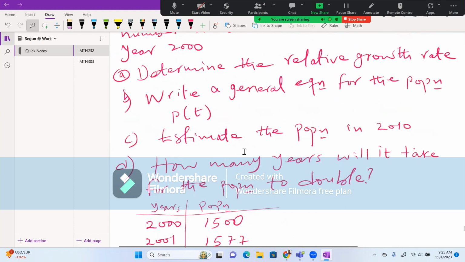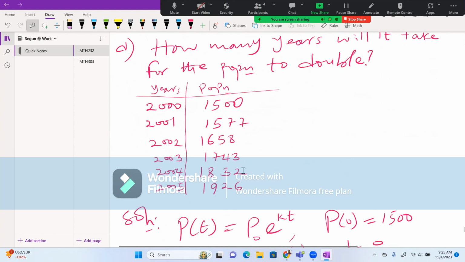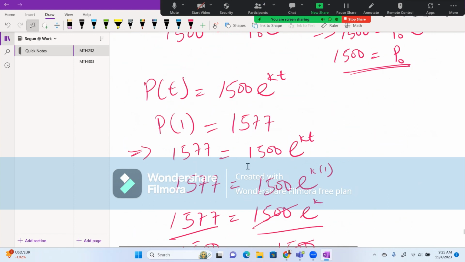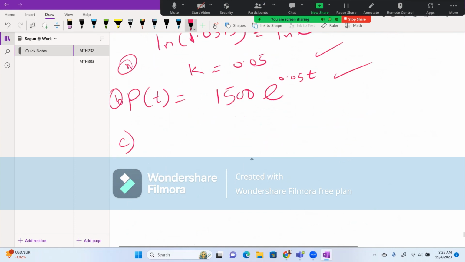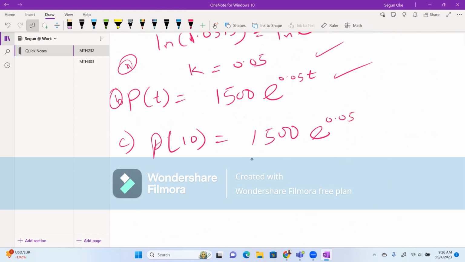It said estimate 2010. 2010 means when you count from 2001, that's 2, 3, 4, 5, 6, 7, 8, 9, 10. We are talking about P at T equals 10, which equals 1,500 exponential, in your main model, the one in B, 0.05 of 10. When you punch your calculator very well, you have P of 10 equal to 2473. So that is the estimation they ask you to do.